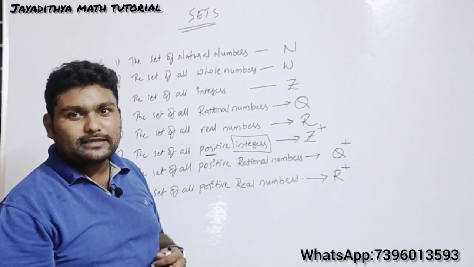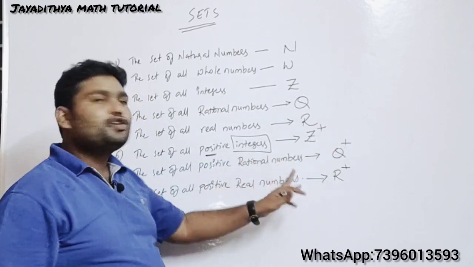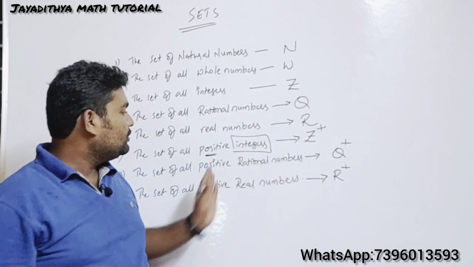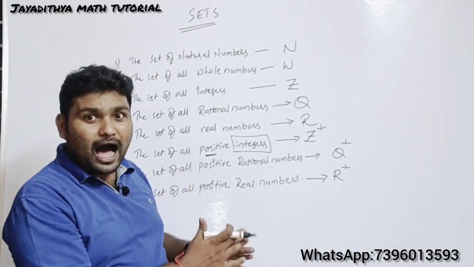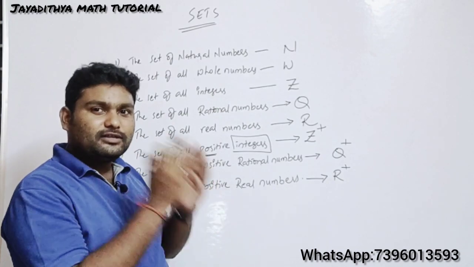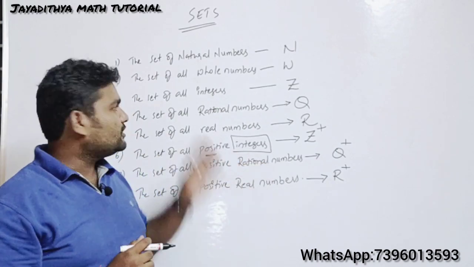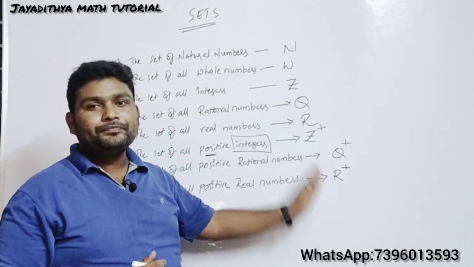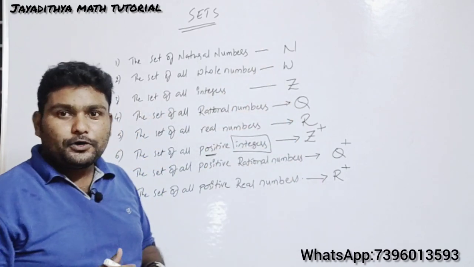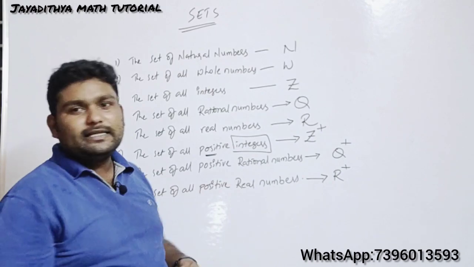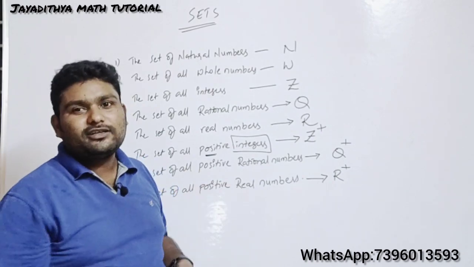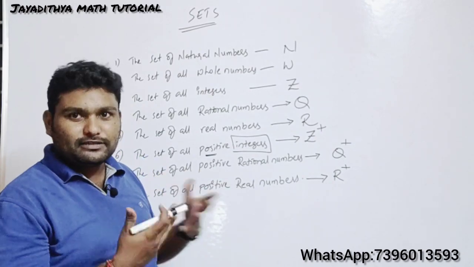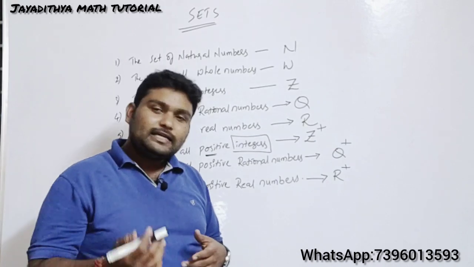If you find Q plus, you should understand that it is the positive rational numbers. If you find only R, you should consider that that is the set of all real numbers. So for that reason, you should definitely know all these notations. Okay, now next we'll be discussing the representation of sets and what kind of sets we have here. Okay, let us see that.